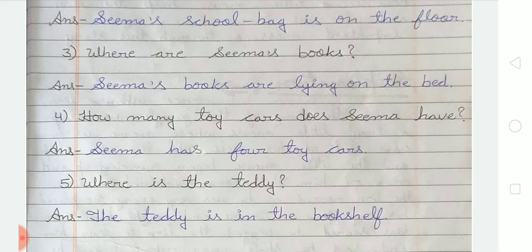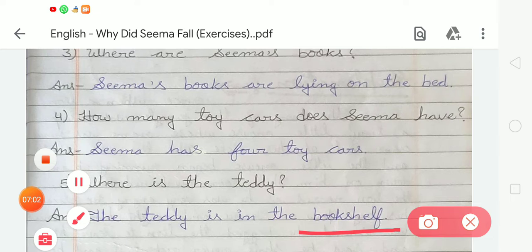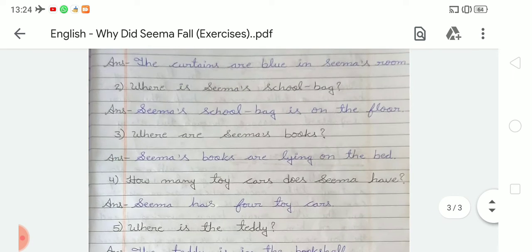Student, tell me what the spelling of bookshelf is? The spelling of bookshelf is B-O-O-K book, S-H-E-L-F shelf. So like this you have to complete this exercise C in your notebook.